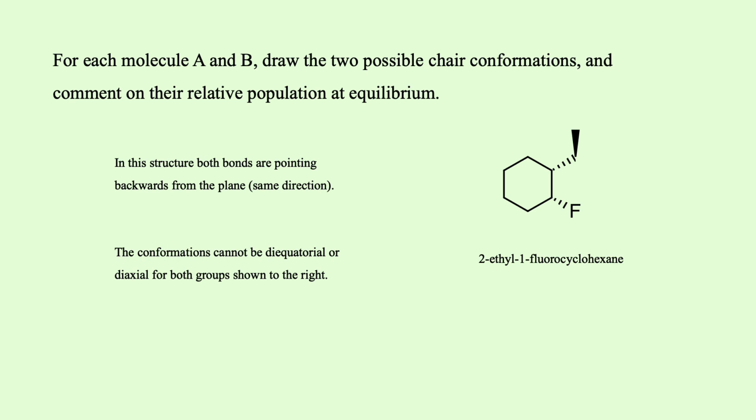This is a similar situation with the 2-ethyl 1-fluoro cyclohexane, or structure B, and in this one also the two groups are pointing in the same direction, this time with dashed lines. As I said before, it doesn't really matter. So as well in this one, it cannot be diaxial or diequatorial.